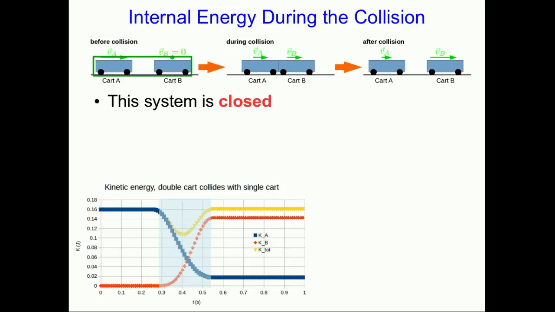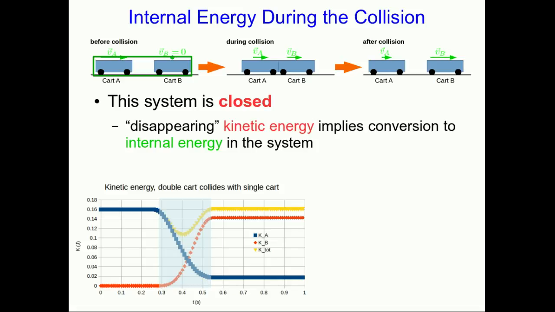Let's think about the consequences of the kinetic energy being decreased during the collision. First of all, this system is closed. There are no state changes going on in the environment, and we know that it ends up getting all of its kinetic energy back. So there's no flow of energy out of the system or into the system. So this disappearing kinetic energy during the collision implies that there must be a conversion to internal energy in the system. And that means the carts must be undergoing some kind of state changes. Well, we're going to spend the next video lecture looking at that in detail.